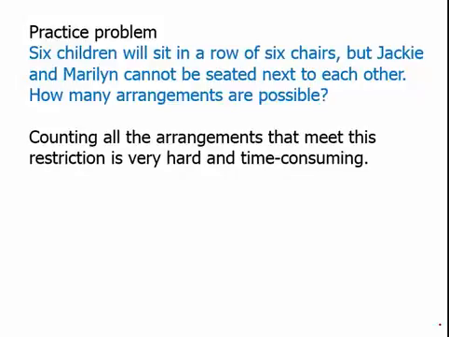Now, if you're good at counting and you're well organized, you might be able to do it relatively quickly. But what I'm going to show you is something even quicker. First of all, we know that the total is 6 factorial, which is 720. And those are all the arrangements. That includes all the ones where Jackie and Marilyn are seated next to each other and all the ones where they're not seated next to each other.